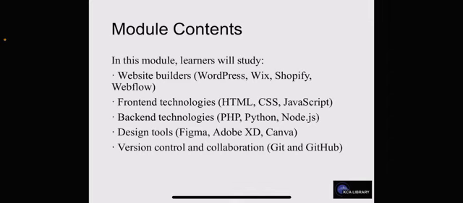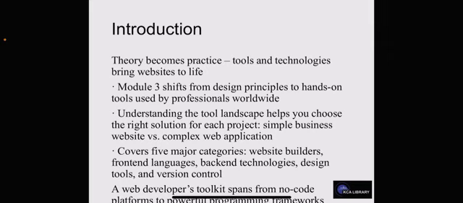Learners will also study back-end technologies, PHP, Python, Node.js, and so on. They will also study design tools like Figma, Adobe XD, Canva, and all. And lastly, learners will study version control and collaboration, that is Git and GitHub. So these are the main topics or subtopics that we'll be discussing in this module 3.